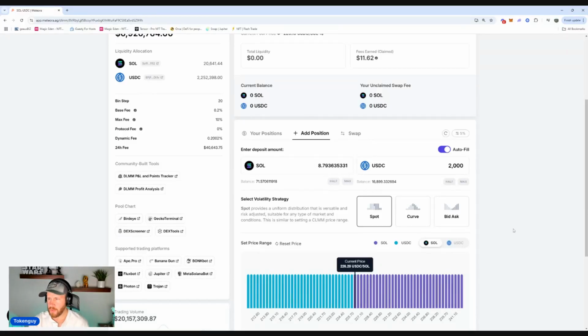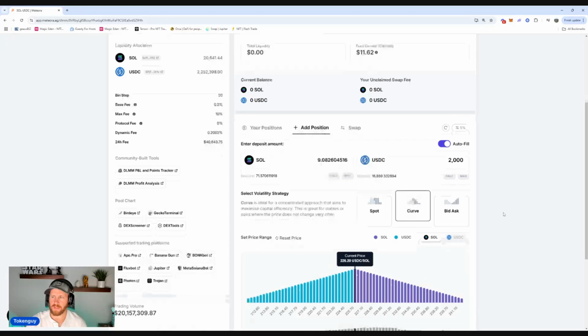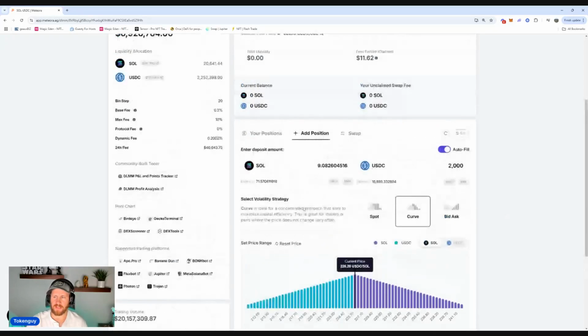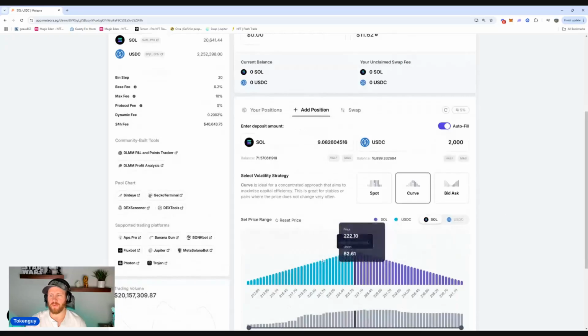The curve is one that I use the least. This one can be good, but as it states here, it's great for stable pairs. If you think that a token's not going to move very far from the price it's currently at, then you want to focus a lot of your liquidity in the middle. So that's when you would use the curve strategy.